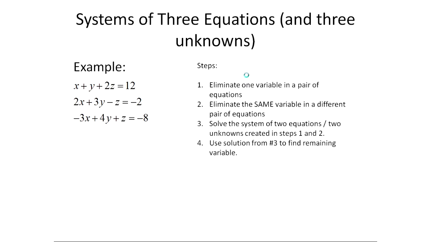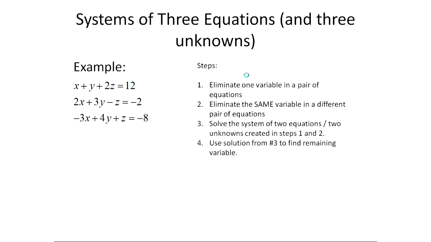So when we look at this algebraically, the goal will be to eliminate one variable in 2 of the equations and then the same variable in 2 other equations. The reason you want to do that is because then you'll end up with one system of 2 equations and 2 unknowns. So in other words, we're doing the classic math thing. We're reducing a problem to something we've already done before.